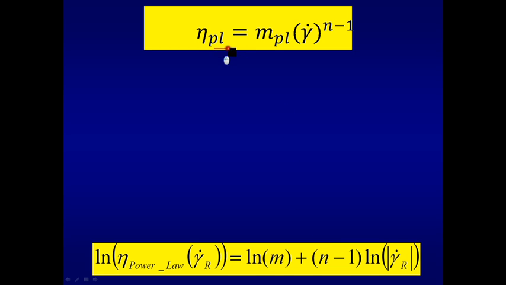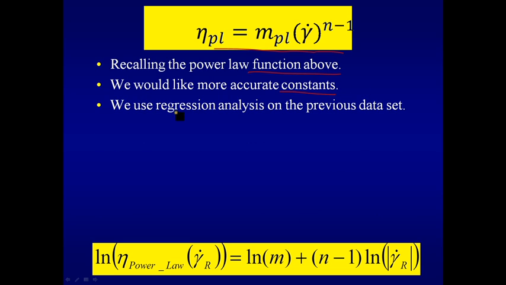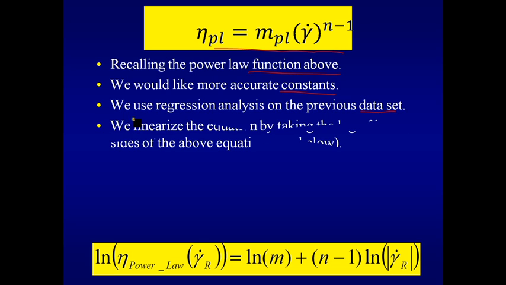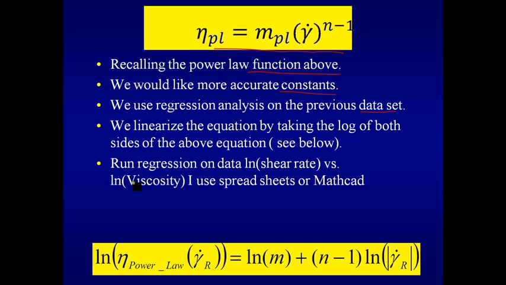So if we start out with our power law function again, and we use that complete data set we talked about before, we could recall this power law function. We really would like more accurate constants than we had in the slide before. So we use regression analysis on the previously developed data set. We linearize the equation as we did before, and you can see that below. Running regression analysis, log shear rate versus log viscosity. I use MathCAD. Most people would probably use a spreadsheet.